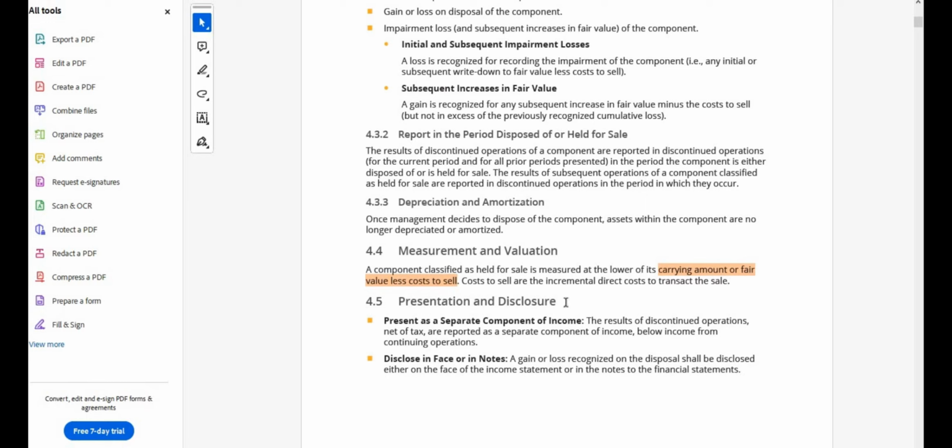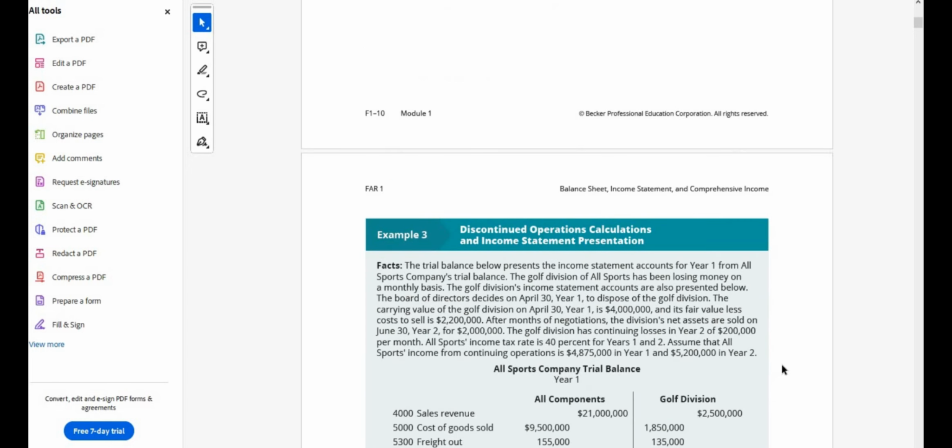Then coming to presentation and disclosure. Present as a separate component of income: the result of discontinuing operations net of tax are reported as a separate component of income below income from continuing operations. So the income from continuing operations we have to present first, and then below it we have to present income or loss from discontinuing operations. Then we also have to disclose in the face or in the notes to accounts the gain or loss from discontinuing operation.